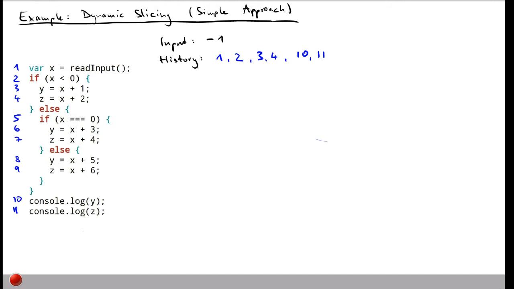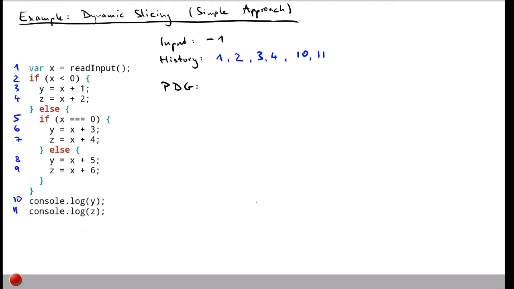So now to compute the dynamic slice based on this execution history, we need to compute the program dependency graph again. And this is exactly the same as for the static slicing approaches that we've already seen. So this is also a nice exercise if you want to just see how this program dependency graph will look like. I'll quickly do this also now for you here.